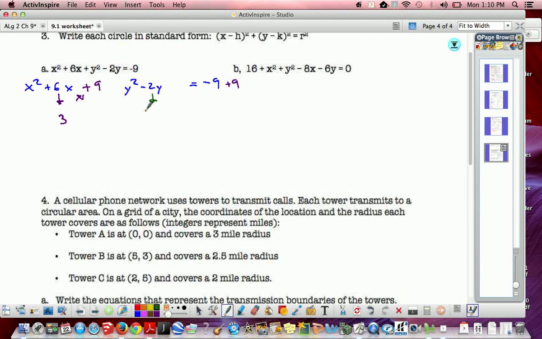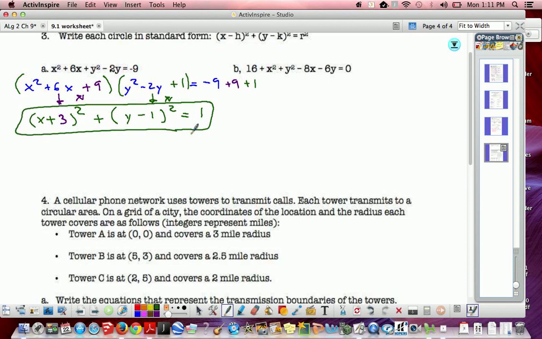Half of negative 2 is negative 1. Negative 1 squared is 1. Need to add 1 to both sides. So now the x piece here factors to x plus 3 quantity squared. The y part factors to y minus 1 quantity squared. Negative 9 and 1 add up to just 1. And I got my standard form of my circle.